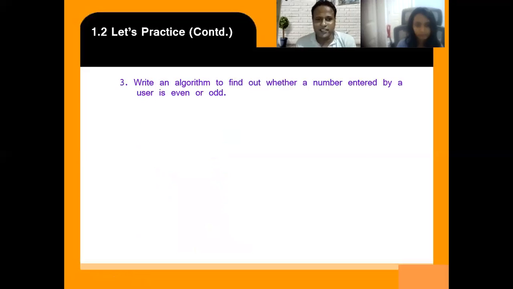It is the next exercise. Write the algorithm to find out whether a number entered by a user is even or odd.